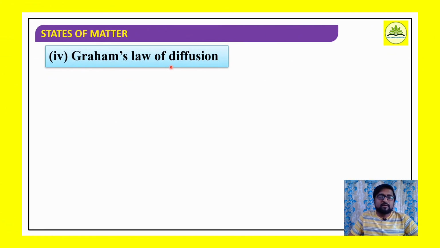Well, coming to Graham's law of diffusion. What does the statement say? The rate of diffusion, R, here R indicating rate of diffusion of a gas, is inversely proportional to the square root of its density. This is the statement for Graham's law.